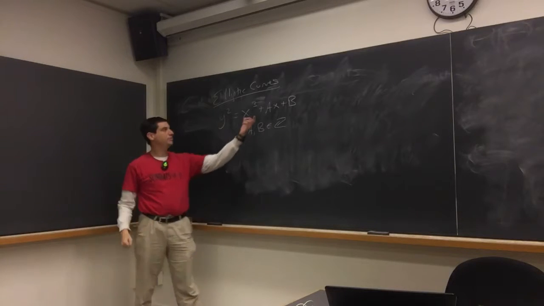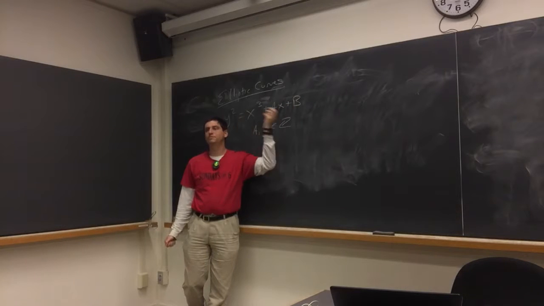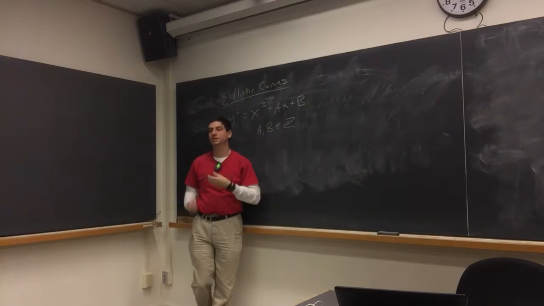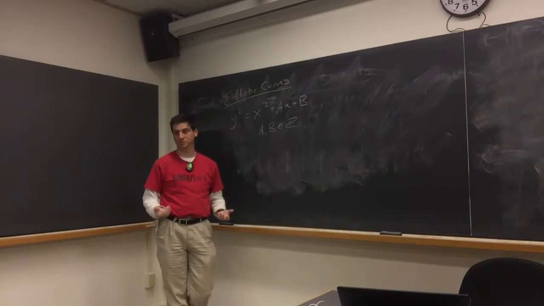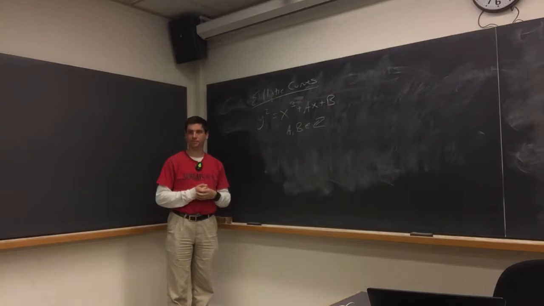What you might actually do is replace a and b with functions. And then for every choice of the parameter for the function, you would get a different elliptic curve. You would then have a family of elliptic curves. These turn out to be extremely useful objects to study.